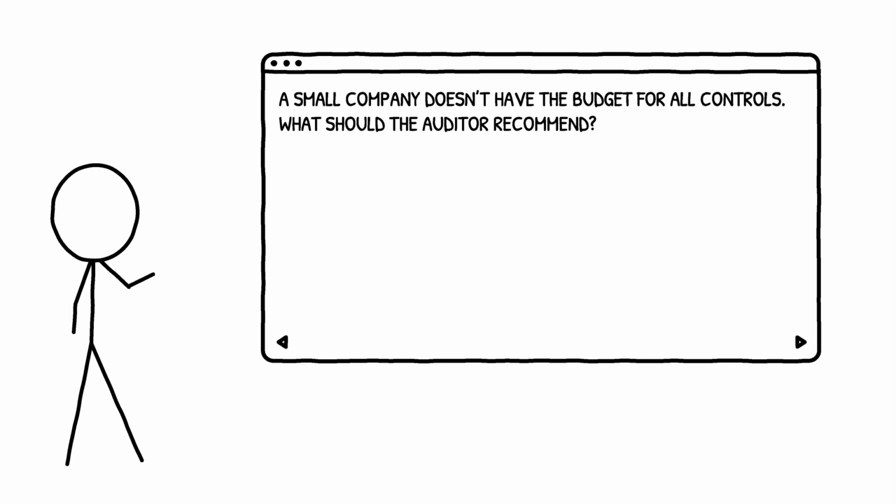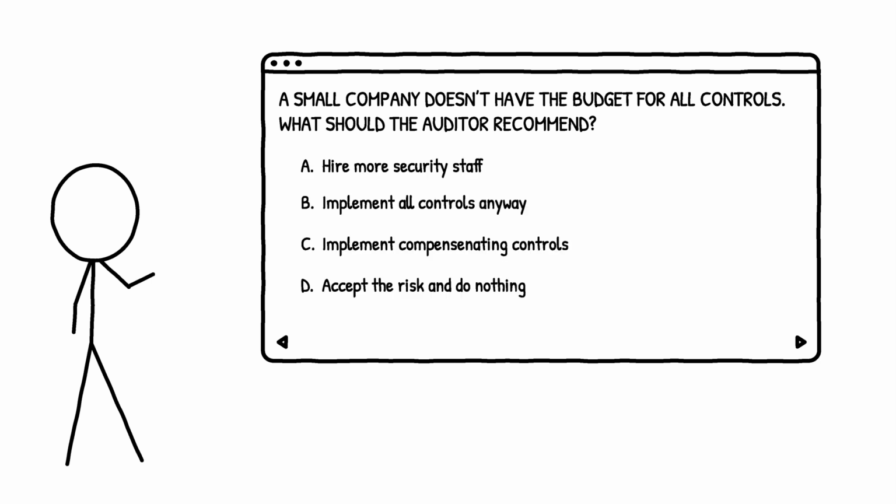A lot of questions in the CISA exam will mention businesses being small or not having enough budget for security. Often, some of the answers will simply be hire more people or implement the control anyway. And these are incorrect, as CISA wants you to consider the business situation and recommend appropriate controls based on it.